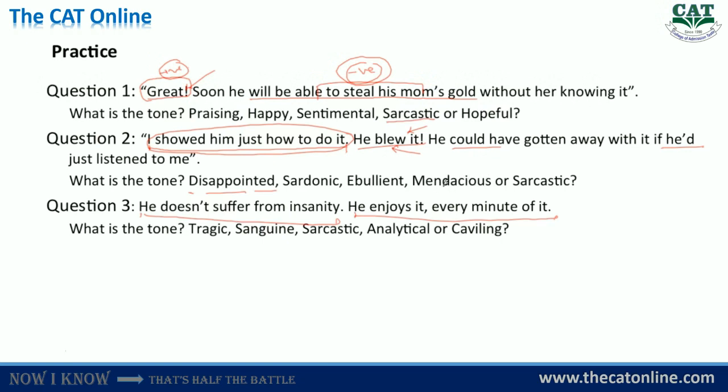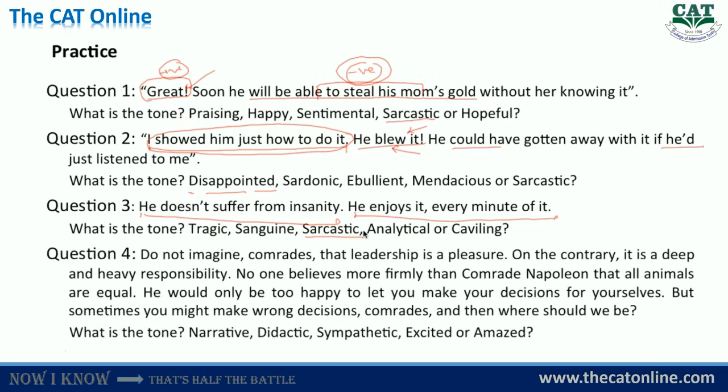It's an oxymoron sort of situation where I'm presenting two different things, two different scenarios. One says that he's not mad, that is a negative aspect, and the other says he's enjoying being mad, right? So these are two opposites put together. That means I am taunting this person, so it becomes a sarcastic tone.